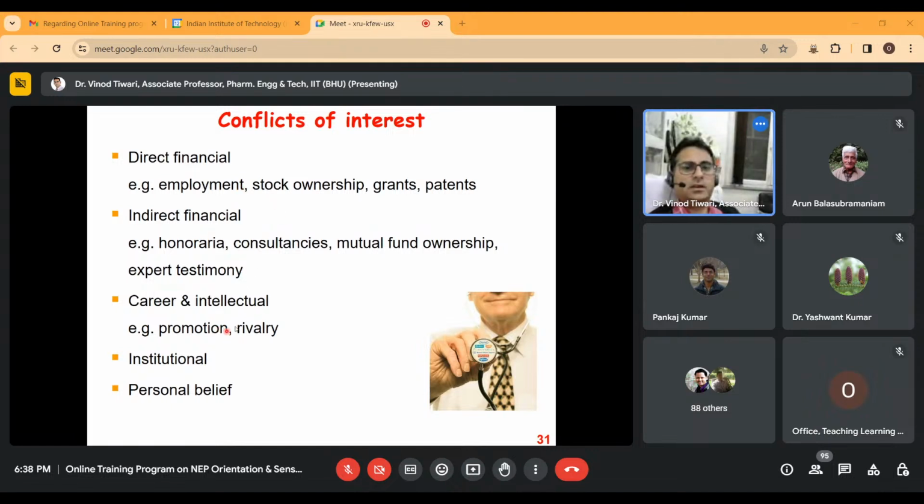Then there are indirect financial conflicts of interest. If you have received some honorarium from some agencies or companies, or if you have received certain consultancy, it is very, very important to disclose it in the conflict of interest section, because sometimes you don't know whether somebody wants to get a certain study published for the benefit of promoting that product. So if it is to be unbiased, it has to be disclosed in the conflict of interest.